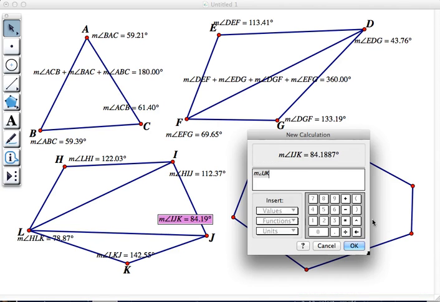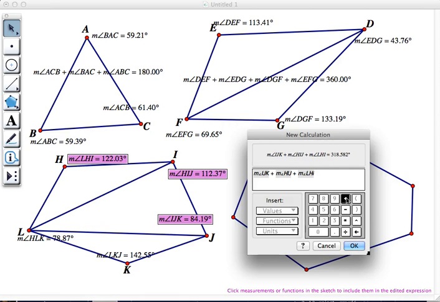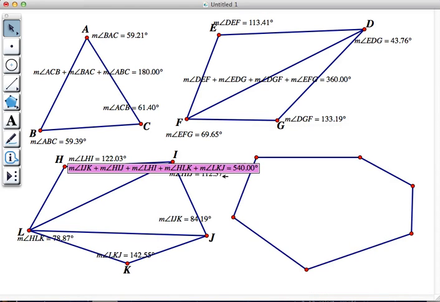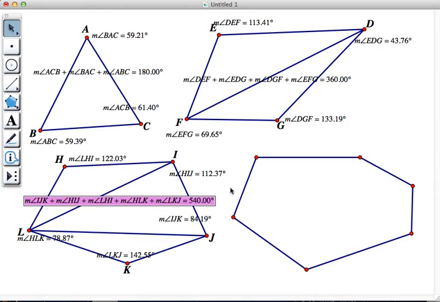Angle J plus angle HIJ plus angle LHI plus this angle over here plus this angle equals 540 degrees, as we predicted. Why? Because 180 plus 180 plus 180 will equal 540 degrees. Now, what I want you to do is keep going, and for your assignment, continue this and see if you can come up with a formula.